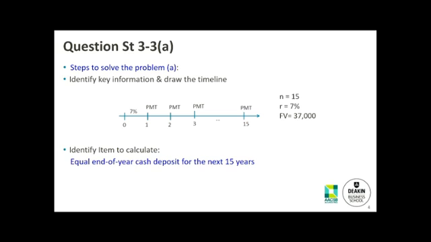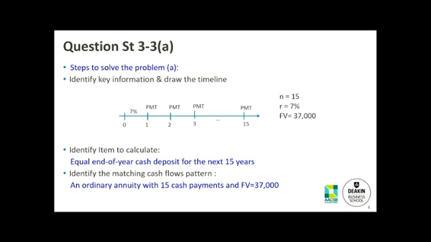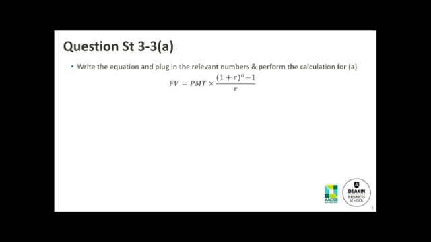If this is the case, what should we do? Step 1, let's draw the timeline. Step 2, identify this is the future value, 37,000. Step 3, 15 years, interest rate 7%. And most importantly, end-of-year cash deposits over the next 15 years. This is an ordinary annuity with 15 cash payments and the future value is 37,000. Find the equation. And that is the equation of future value of ordinary annuity, in your slide 30.